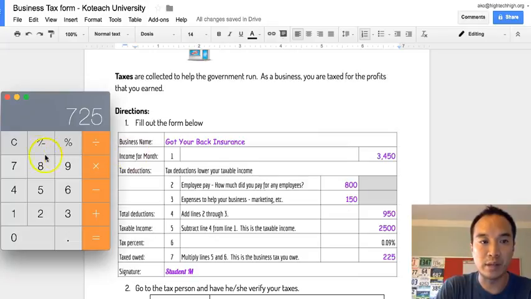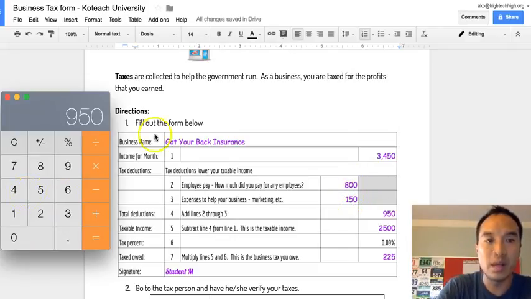So let's get our little calculator out. So 3,450. They have some deductions here. Deductions actually deduct or subtract from the amount of tax they have to pay. So that 800 plus 150, 950, which in fact is right there. And now it says for line 5, subtract line 4 from line 1. So we're going to go like this. 3,450 subtracted by 950 should get 2,500.